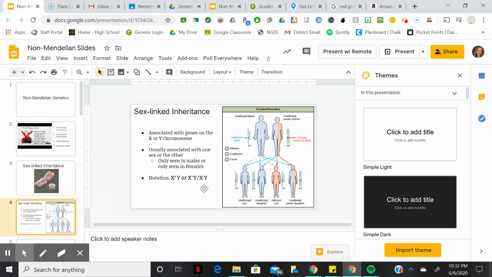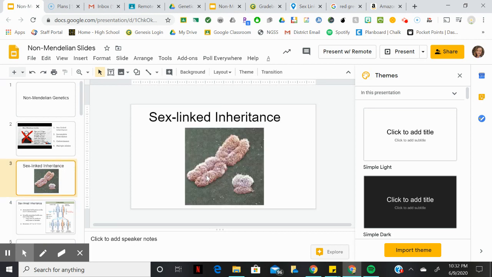To show a mutated X chromosome, use X minus. To show a normal X chromosome, use X plus, okay? So this is an example of sex-linked inheritance. We don't know what gene is affected here, but we know it's on the X chromosome. And that's usually how it is. Usually these genes are on the X chromosome just because it's bigger. There are more genes on this chromosome.